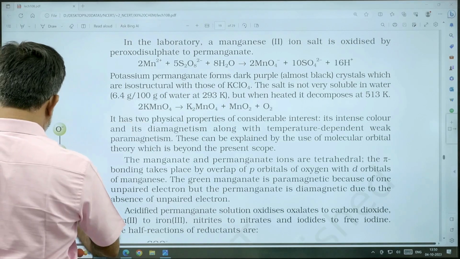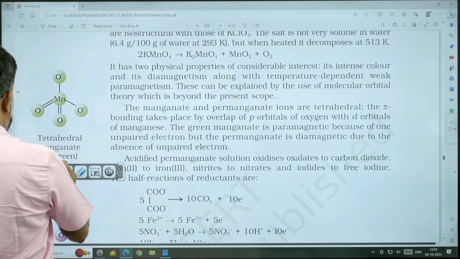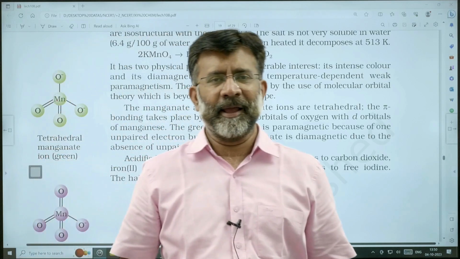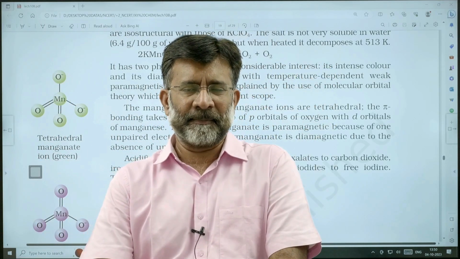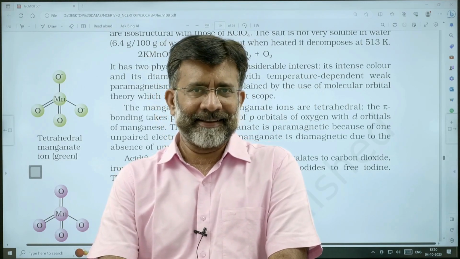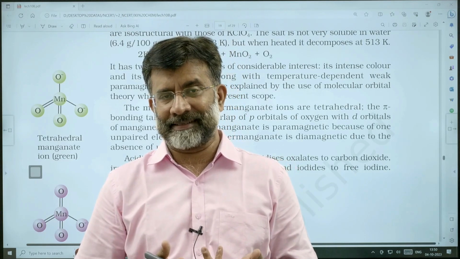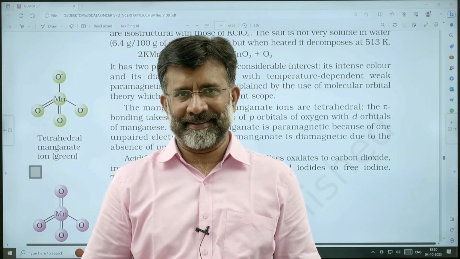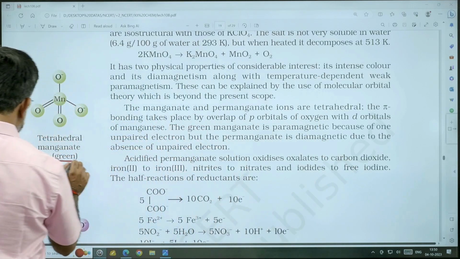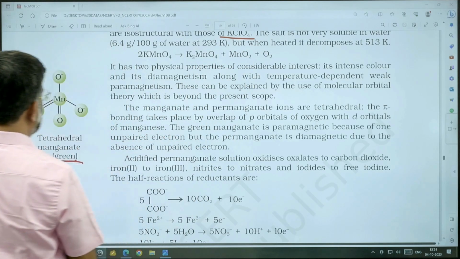This is the structure of manganate, and this is the structure of permanganate. Manganate and permanganate, once again, both are tetrahedral. And what will be the hybridization? Is it sp3 hybridization or something different? You must think about it, right? Because we are talking about transition metals, not main group elements. That's why I am asking. Okay, so both are tetrahedral. This one is green colored in nature, and this one is purple colored in nature.